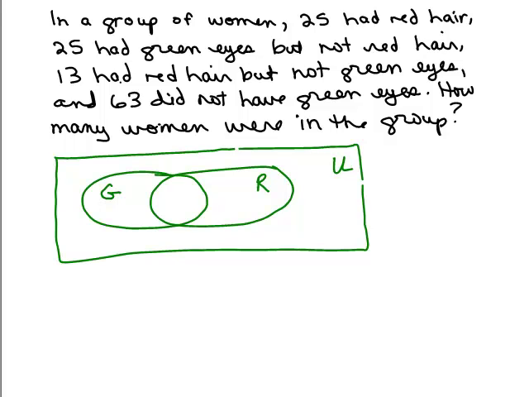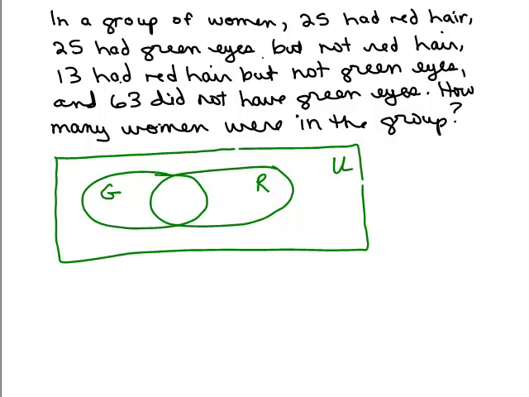Okay, let's see. In a group of women, let's see what we could fill in. 25 had red hair. Okay, so if we look at the circle, the set of people with red hair, there's two regions here. So I can't use that information yet. I can't fill in that 25 because does it go 10 and 15? Is it all 25 over here? None of them had green eyes? We don't know. So you can't use that.